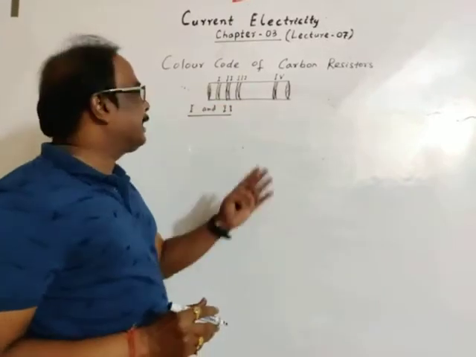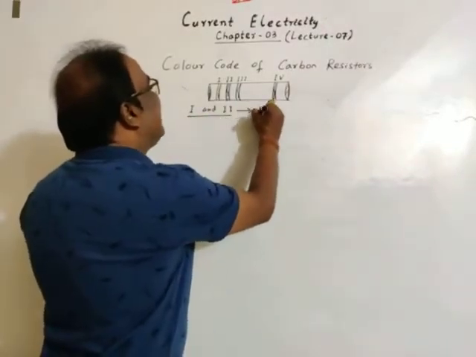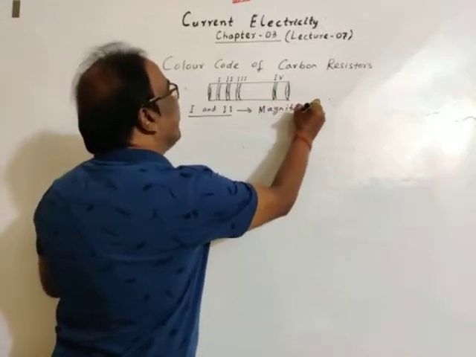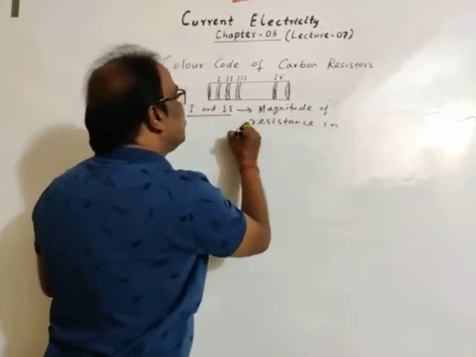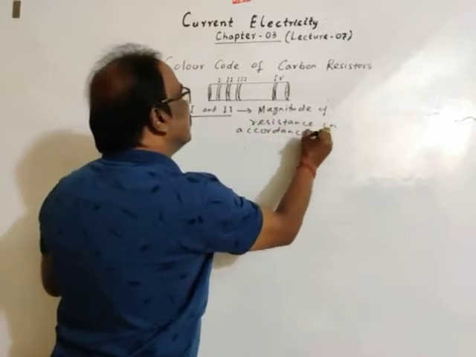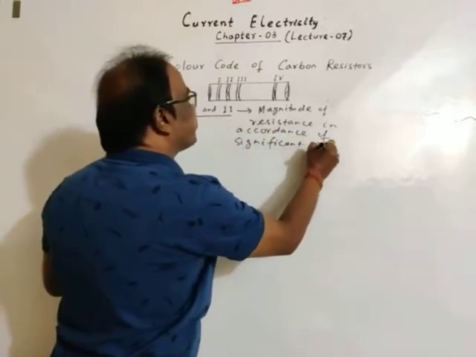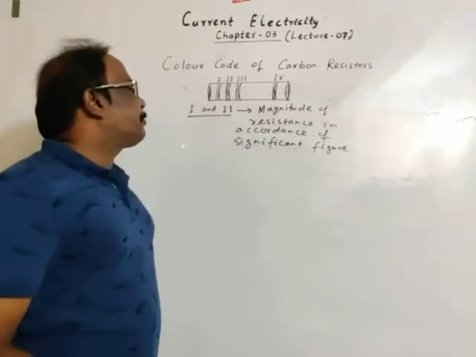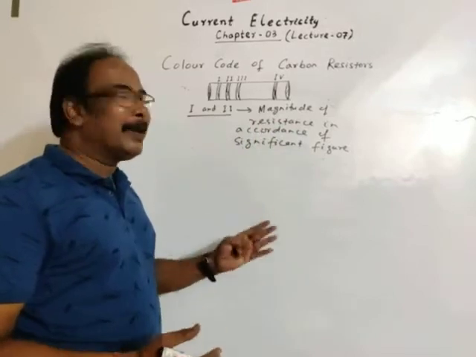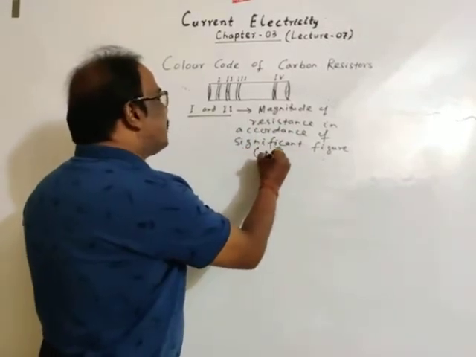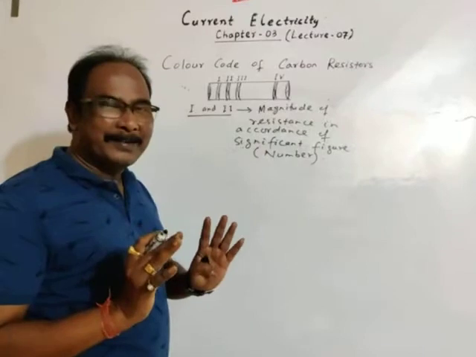Band 1 and band 2, what do they give? First band and second band give magnitude of resistance in accordance with significant figures, in the form of numbers.